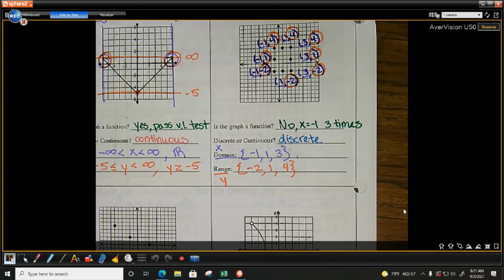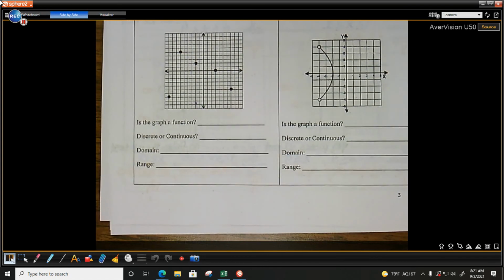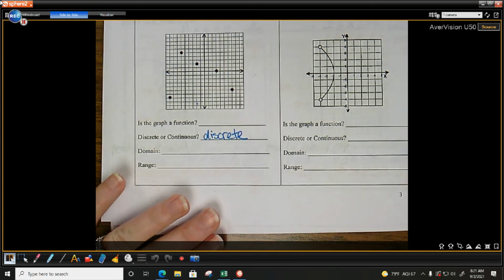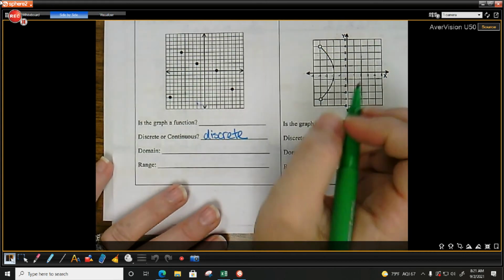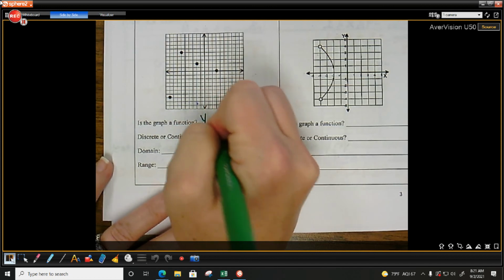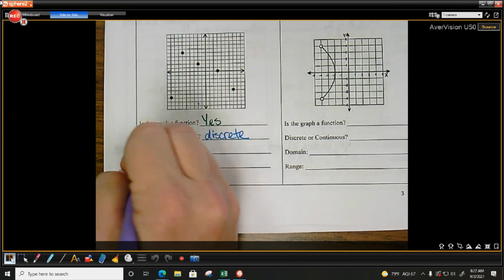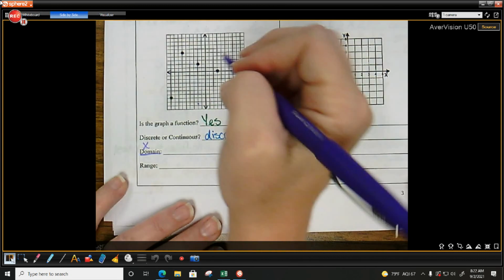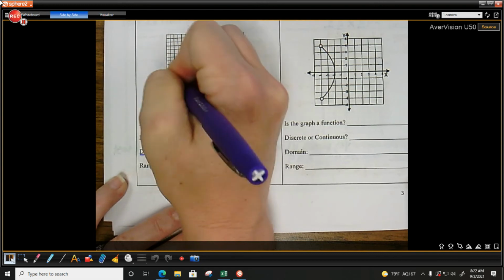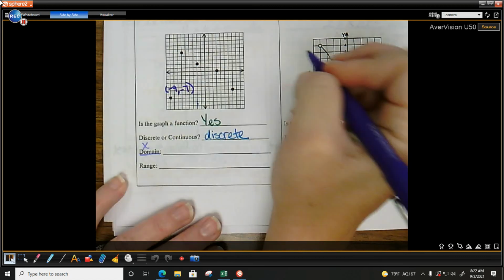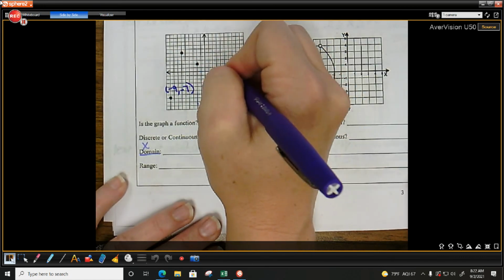Discrete or continuous, guys? Discrete. Is this a function? Yes, no repeat x's. Okay, domain is your x's. We need to write out our ordered pairs first, though. This one over here is -9. 1, 2, 3, 4, 5, 6, 7. -7. This one's 1, 2, 3, 4, 5, 6, 7. 1, 2, 3, 4, 5. -5. What's this ordered pair, guys?